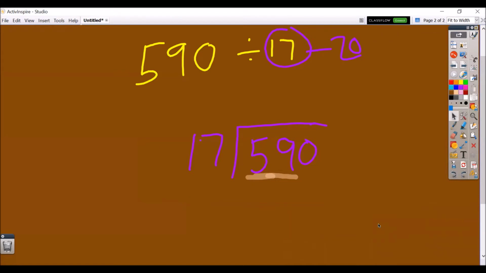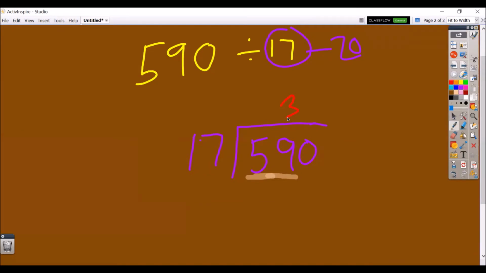But you can just not think about that 0 right now, because 59 is definitely larger than 17, right? 59 is close to 20. I mean, 59 is close to 60. 17 is close to 20. So let's see how close we can get. 20, 40, 60. So 3 groups of 20 would give us close to this number.